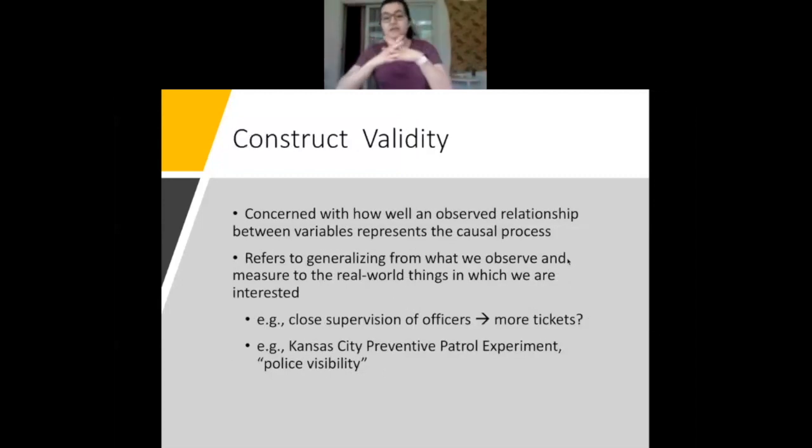And then construct validity, which we talked about, which is generalizing what we observe to the real world, and also how the concepts that we define get measured, and if what we're talking about is what we're actually talking about, or if our measurements are a bit different.